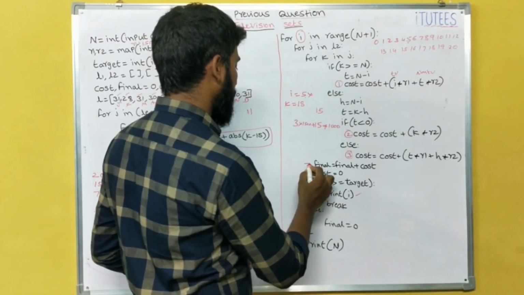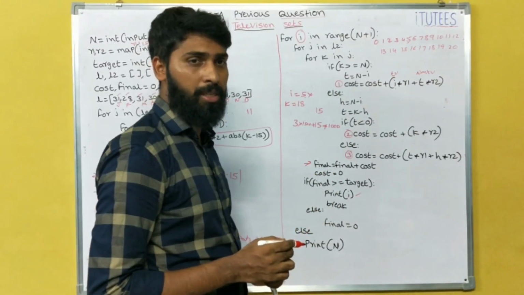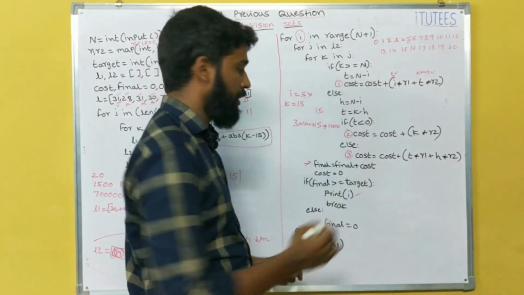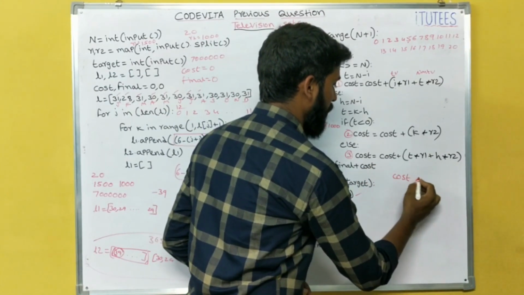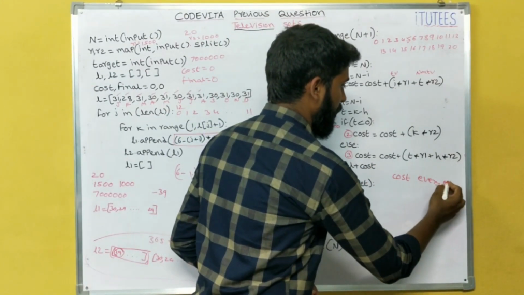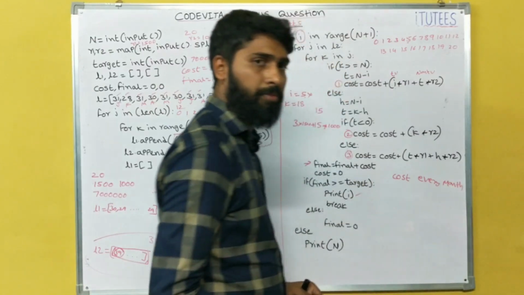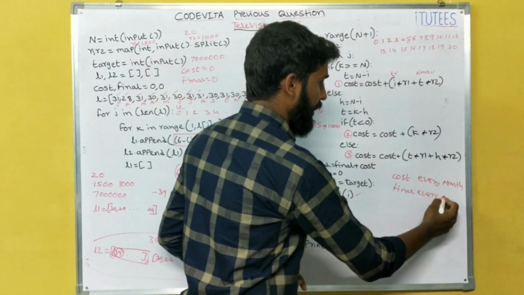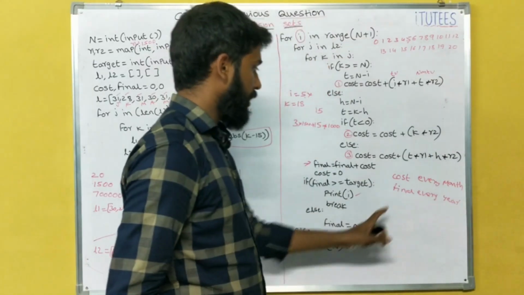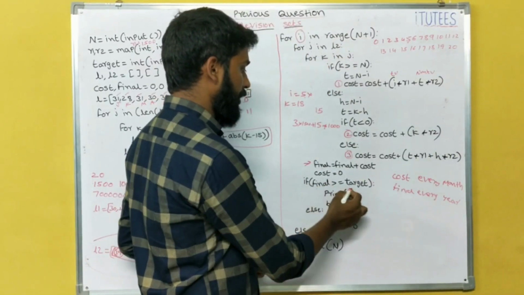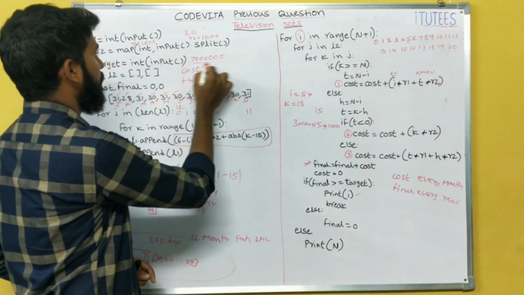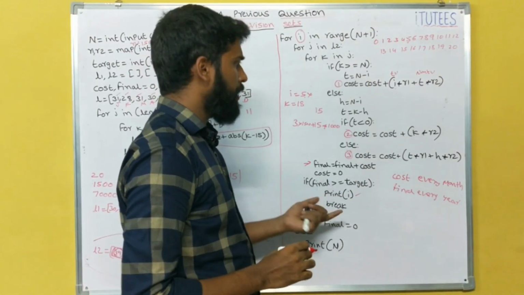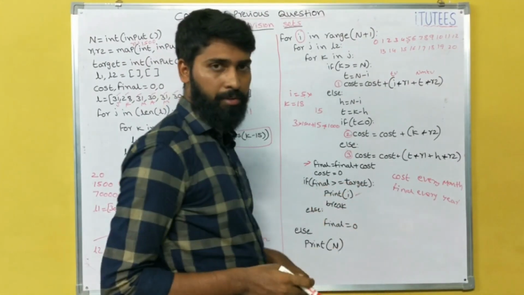And here, final equals final plus cost. That means this is the final. We can store the cost for every month, and final is for every year. So after this, we can check the final with the target. This is the target. If it is greater than target, then simply we can break and print the I value.